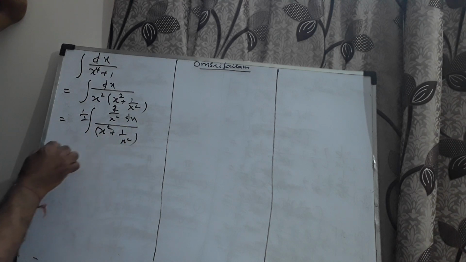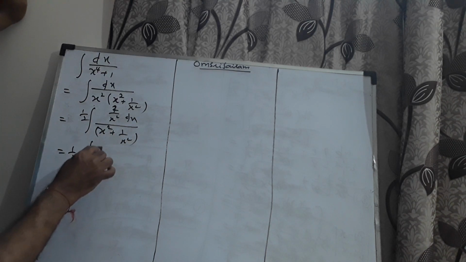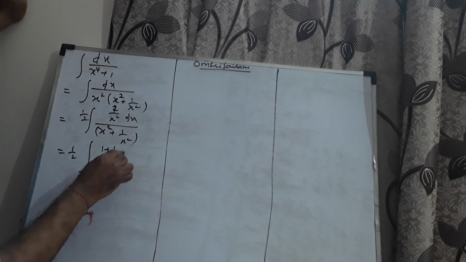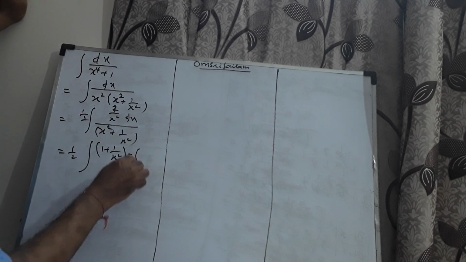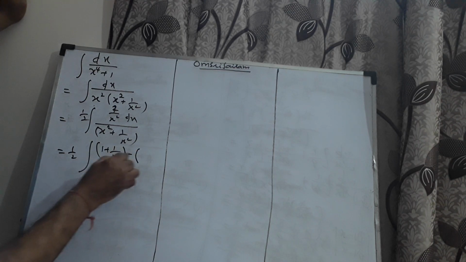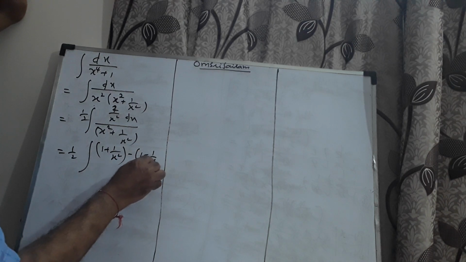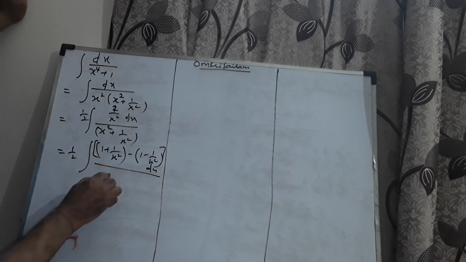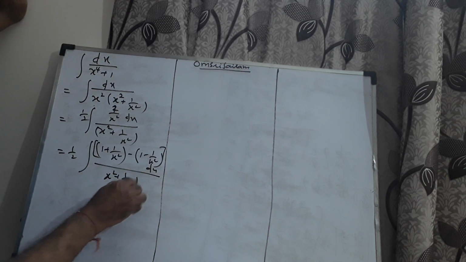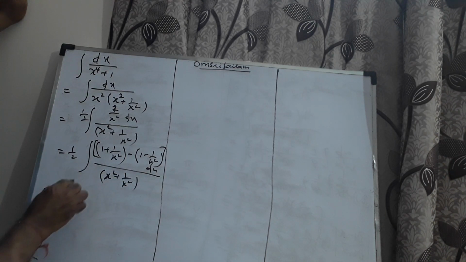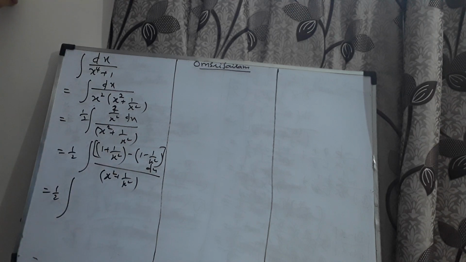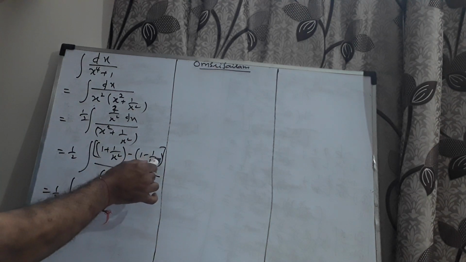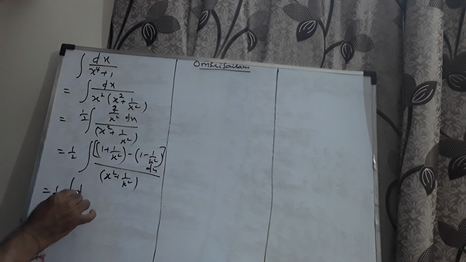This way. But this 2 by x square can be written as 1 plus 1 by x square minus 1 minus 1 by x square, times dx in the numerator, divided by x square plus 1 by x square. You just check, 1 minus 1 gets cancelled, 1 by x square plus 1 by x square is nothing but 2 by x square. I'll make it into two integrals now.